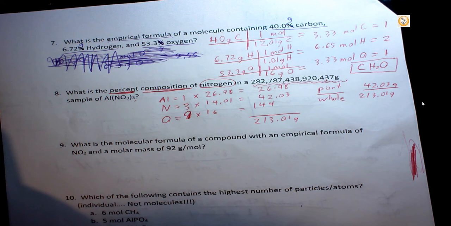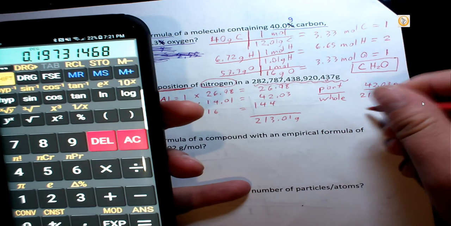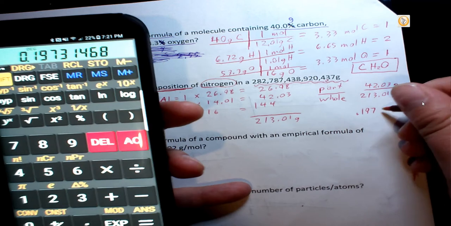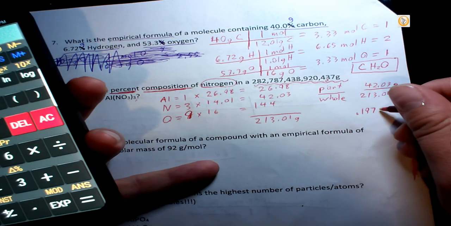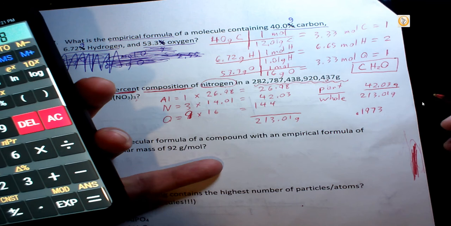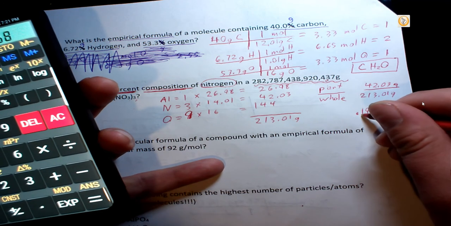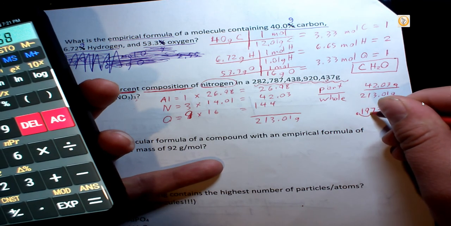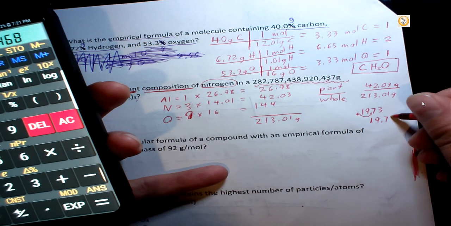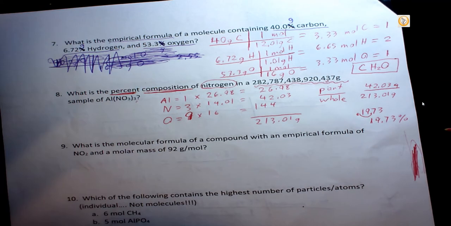42.03. And guys, make sure you put the numbers in the correct order here. The order matters. We come out to about 0.1973. And as we all know, to make a decimal into a percent, we're just going to move that over 2 spaces, and we end up with 19.73% nitrogen.